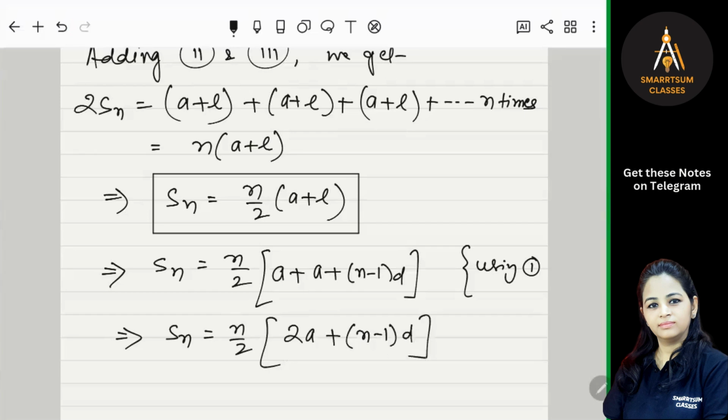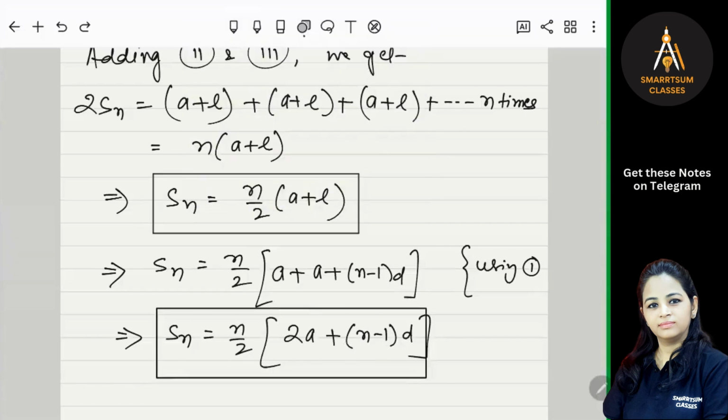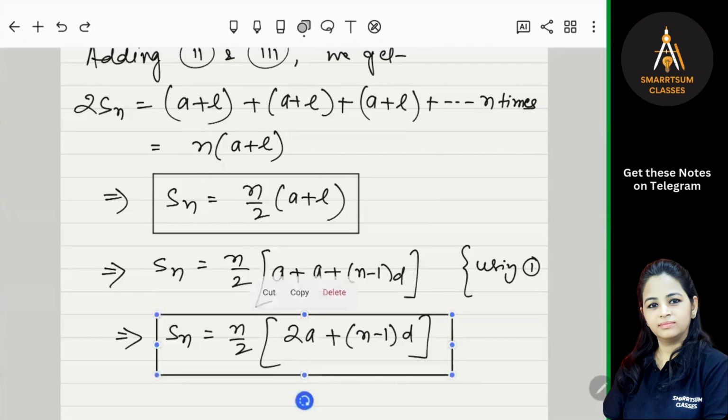So what we have done? We have removed the term L now, right? And instead of L, we are writing A plus n minus 1 D, and that's how our whole equation is in terms of A and D. So these are the two formulas of Sn. If A and D are given to you, you can use this formula. And if A and L are given to you, then you can use this formula. So hence we have proved this. Now you can read.